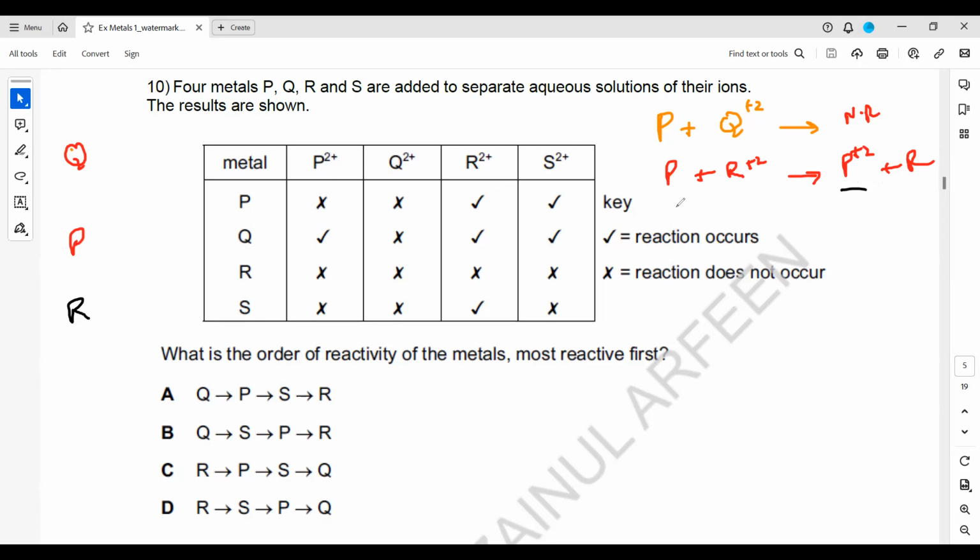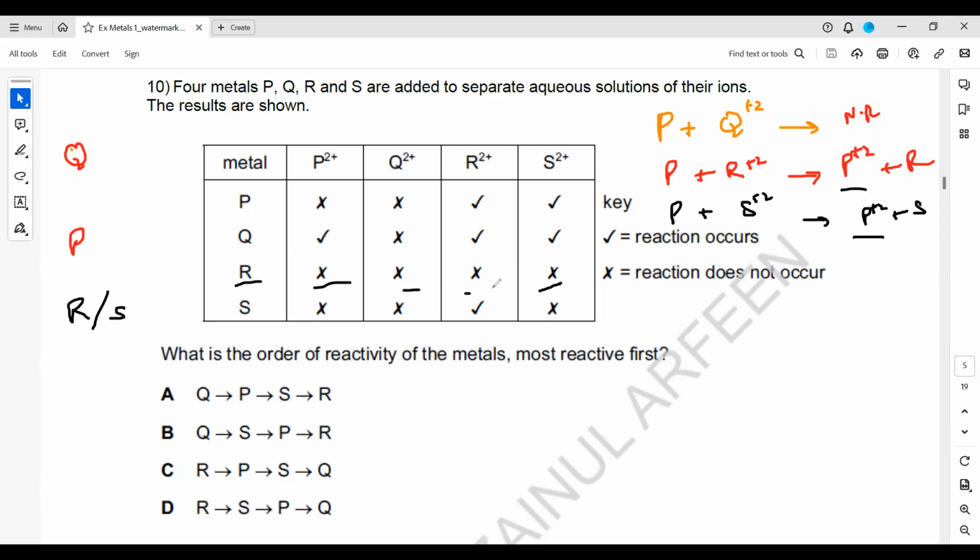Then P with S, again there is a reaction, so it will become P ion and S. So which is more reactive? Again, P is more reactive. So P and S. We just have to check now between R and S, which is more reactive. If you see, R is not able to react with any of them. Q is able to react with P, Q is able to react with R, Q is reacting with all, so Q is the most reactive.